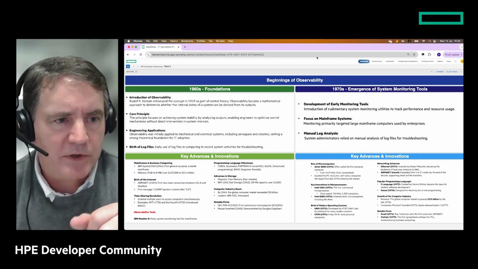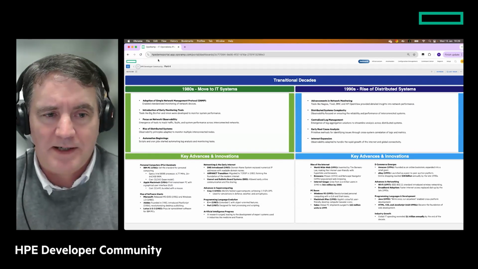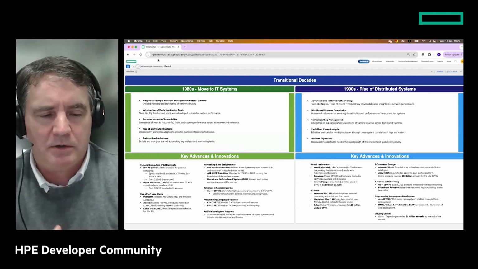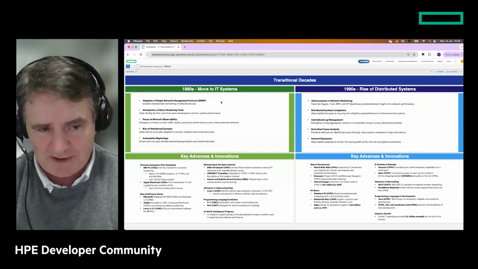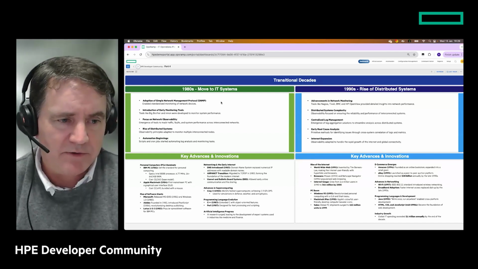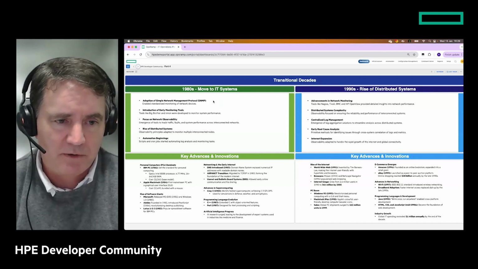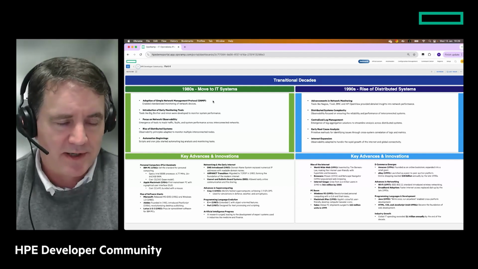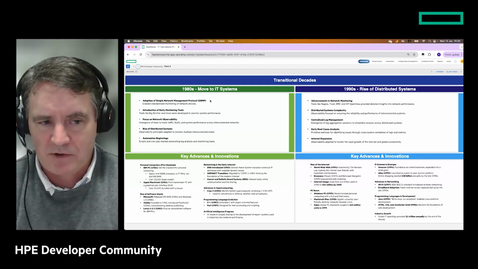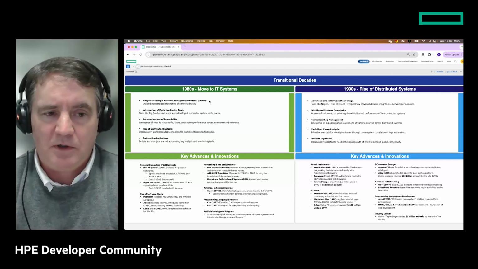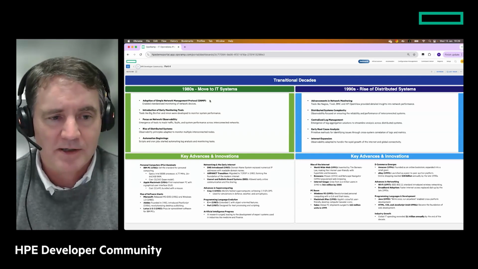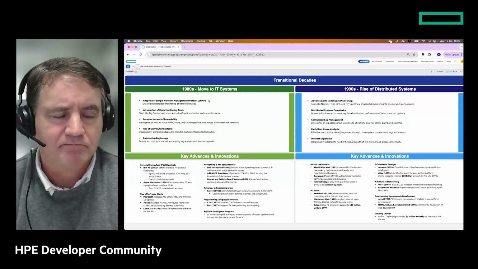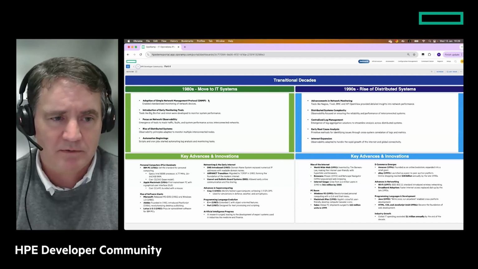So, moving on to the 1980s and 1990s. This is really where I kind of started out my career. The 1980s came along and introduced the adoption of the SNMP protocol. Again, we're still using that today. It's up to version 3 now. A lot of what we do, particularly in OpsRamp and network monitoring, is still based on SNMP. That's not going away. It's been around for over 40 years.